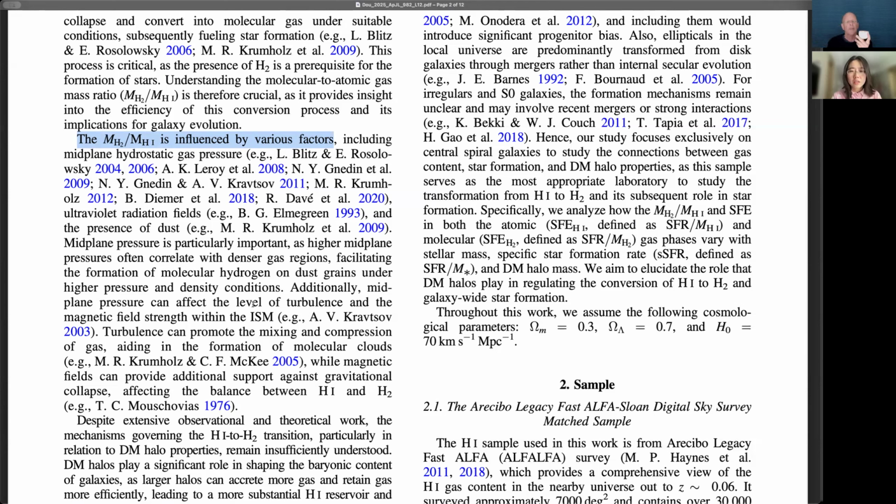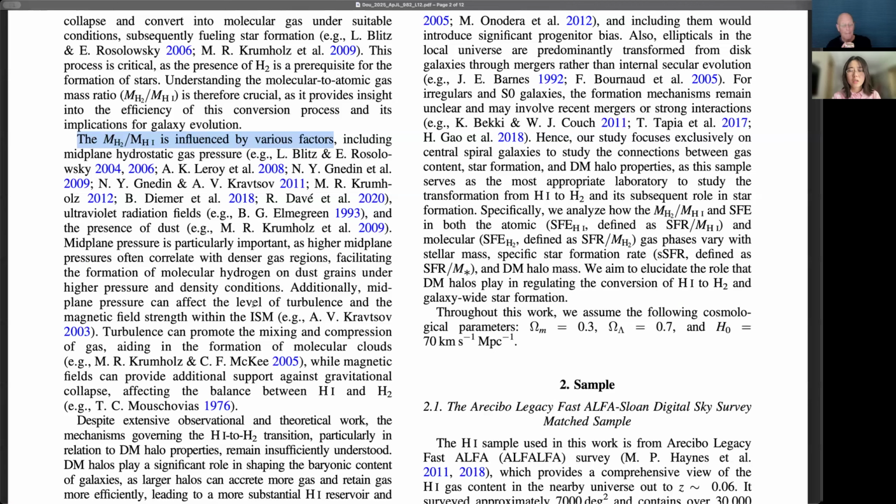Although there has been a lot of work on the transformation from H1 to H2, the mechanisms that govern this transition are still not fully understood, especially its relationship to the dark matter halo properties. We are very interested in the dark matter halo because halos play a very significant role in shaping the baryons in galaxies, because more massive halos can accrete more gas and retain the gas more efficiently in this system.